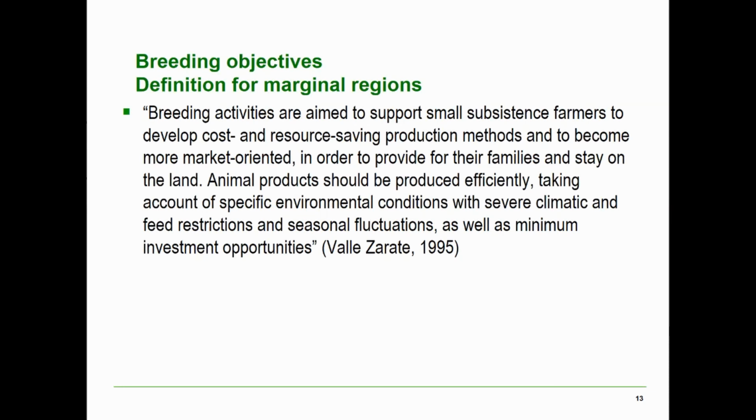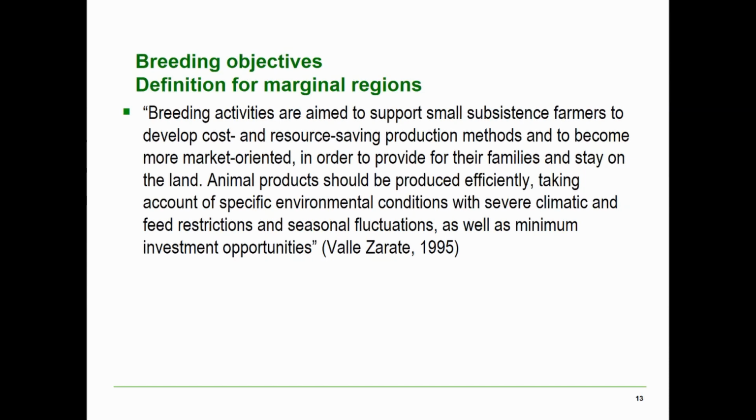Animal products should be produced efficiently, taking account of specific environmental conditions with severe climatic and feed restrictions and seasonal fluctuations, as well as minimum investment opportunities. Now, obviously, this breeding objective definition is very specific to small farmer conditions, who are breeding basically to sustain their families. They also live in an environment that is generally challenging in multiple aspects, as mentioned in the definition of the breeding goal.